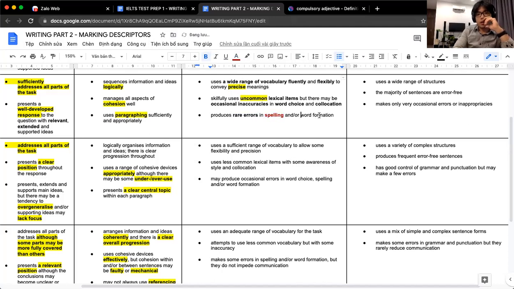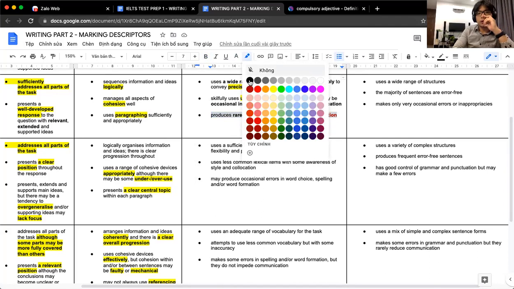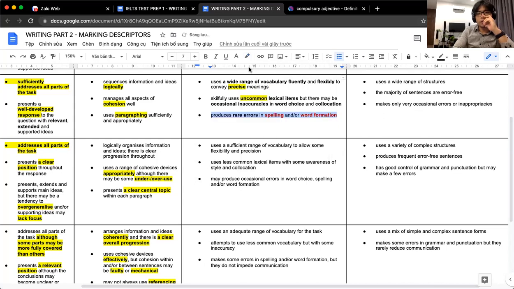Okay, and word formation, word form. I think a good thing about Vietnamese students is that they rarely make any errors in terms of word formation, but spelling, yeah, sometimes. And you know what? These mistakes are completely, utterly avoidable. The reason why you make the mistakes is because you are too lazy and you don't proofread your essays before you submit.